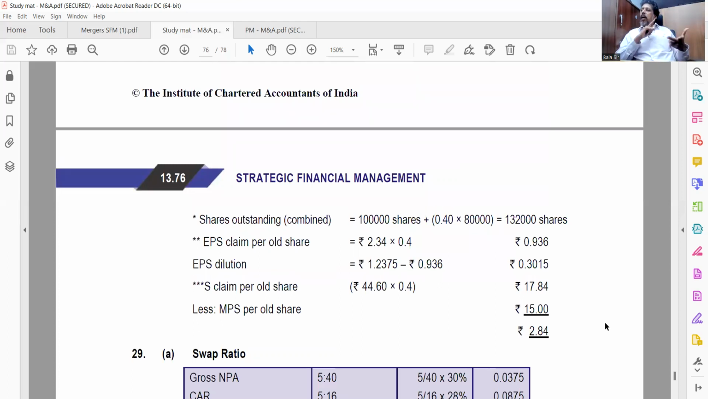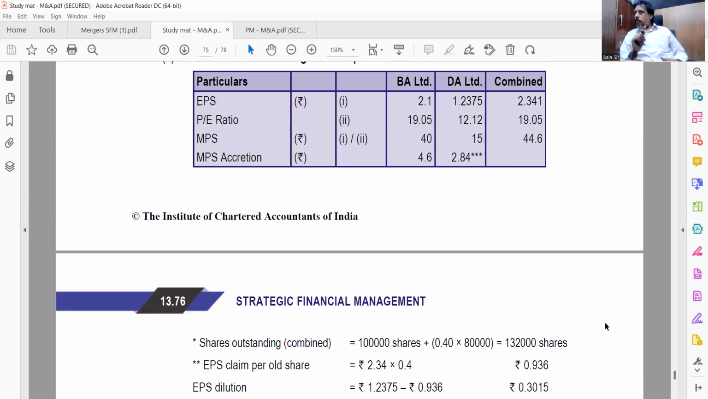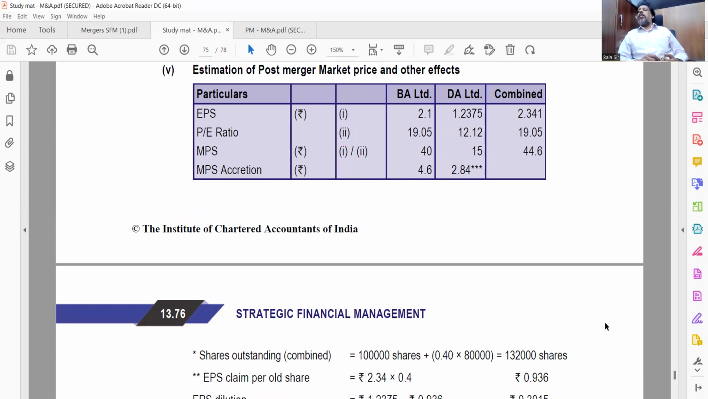Next line. The accretion is 4.6 and 2.8. That's it. Have you got a note for 2.8? Yeah, that's what I read. Very good. So please go ahead and jot down the solution in your notebook. Then just pause the recording.